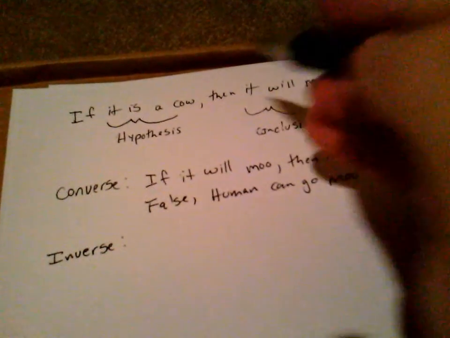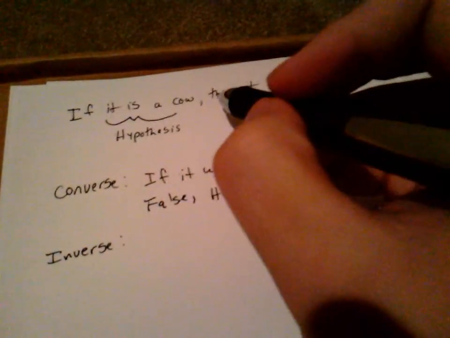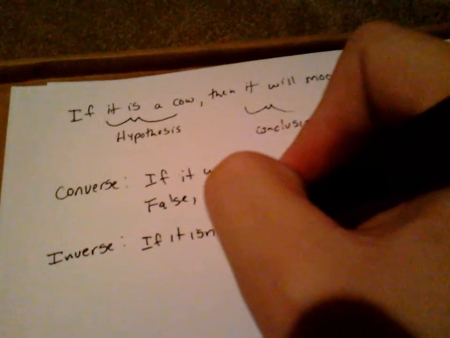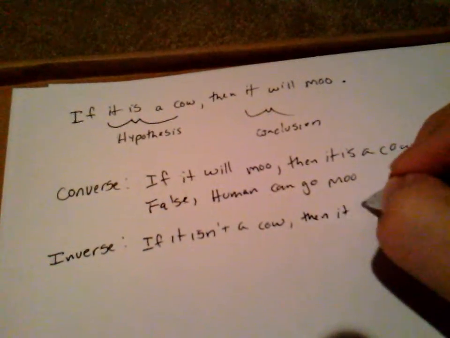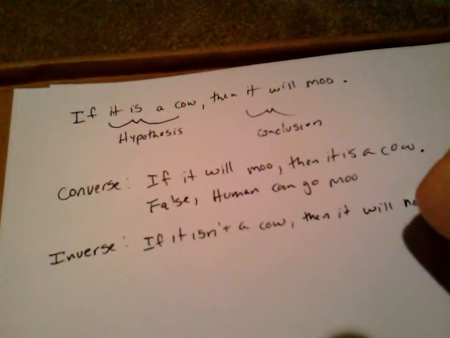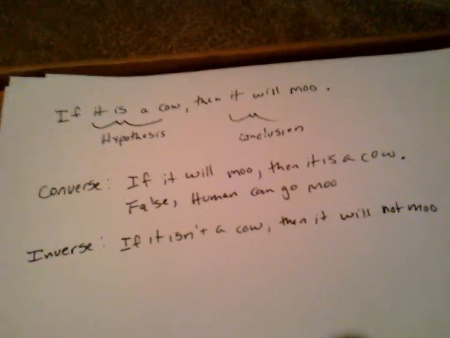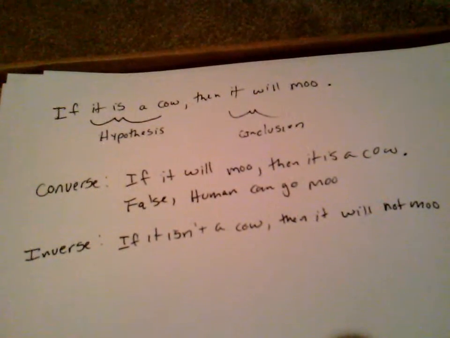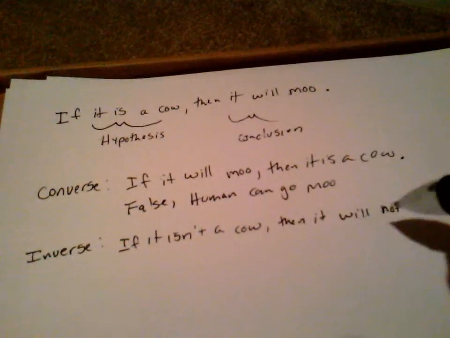The inverse. The inverse is taking this original statement and making it negative, meaning instead of saying if it is a cow, we say if it isn't a cow, then it will not moo. Most of the time, the inverse and the converse are usually false. It's not all the time, but most of the time it is. We're going to get into later today what it means to be true. So if it isn't a cow, then it will not moo. Once again, false.